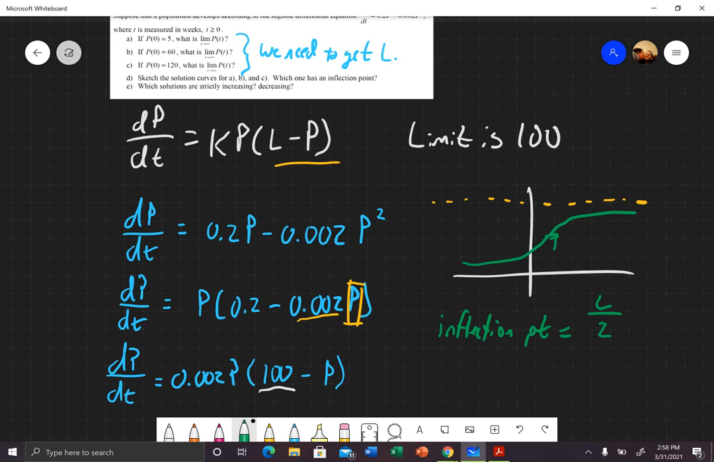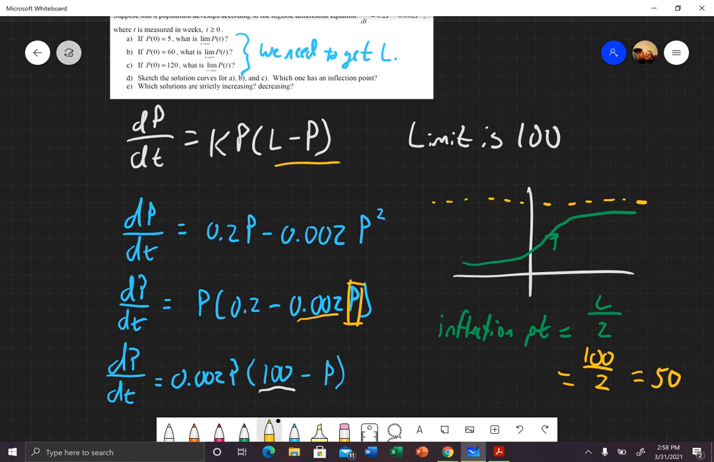Okay, so that inflection point is an important point for us. The inflection point is always going to equal L divided by 2. And so for us, let's find out what that inflection point is going to be for our particular graph here. Our limit is 100, our L is 100, and so our inflection point in this particular one is going to be 100 divided by 2, which ends up being 50. Okay, so that's going to be an important bit of information for us.